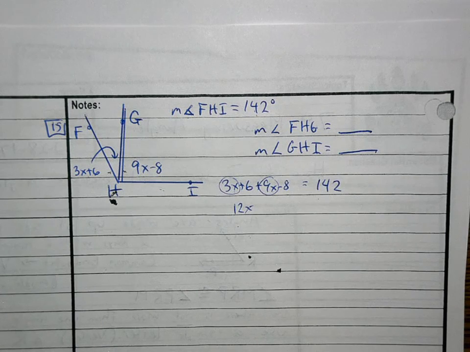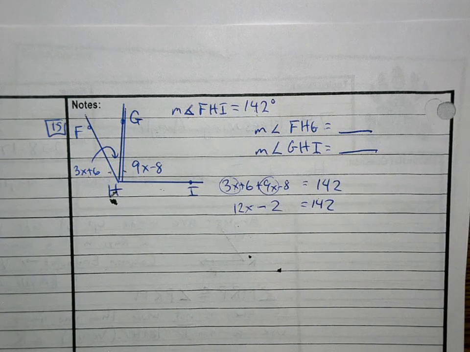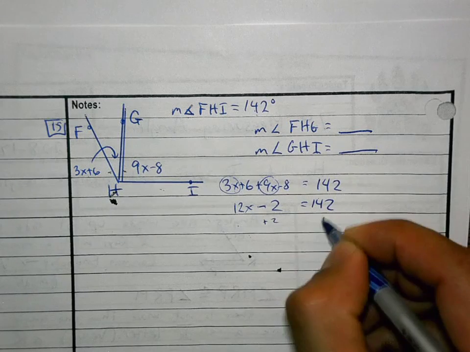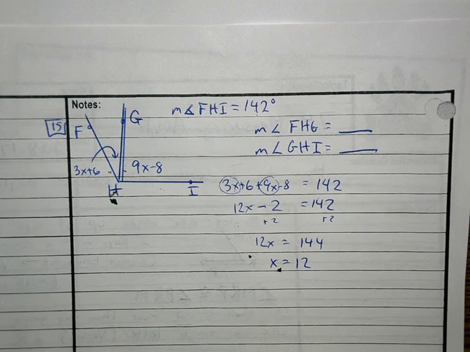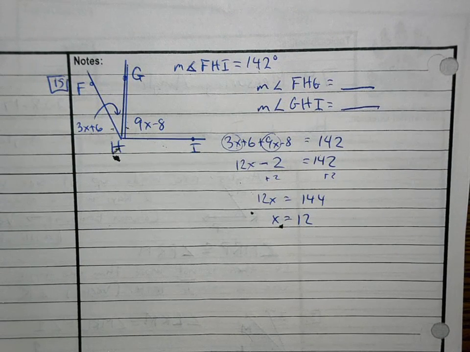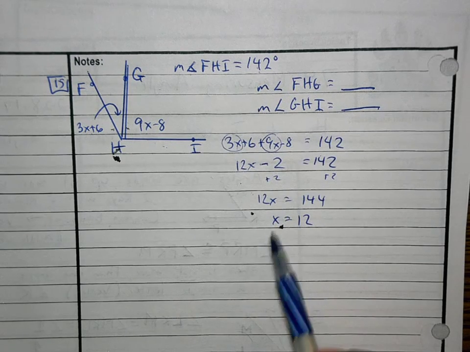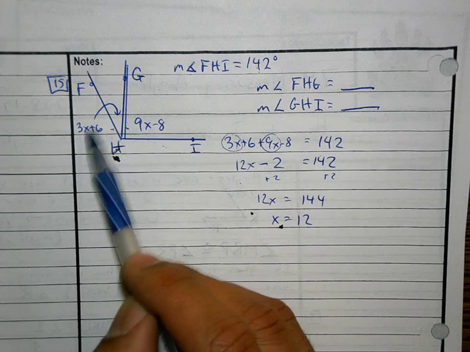What's plus 6 minus 8 make? Minus 2. And then you add the 2. x is equal to 12. And we can figure out what x is. Notice, even though we have x, we still have not answered the question. The question says, what is FHG? FHG. And we have a 3x plus 6, but we don't have how many degrees it is.